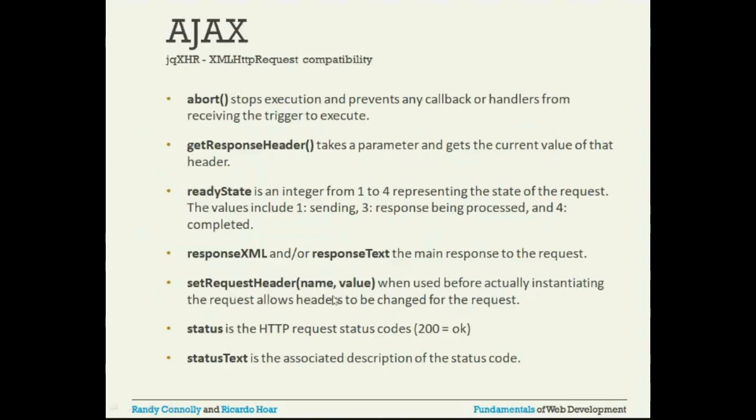setRequestHeader takes name, comma, value. So before sending the request, if you want to change the header, you can use setRequestHeader and change the request header. status is the HTTP request status code. So whatever is the HTTP request status, that will be stored in the status attribute, for example 200, which is nothing but the OK status. Then statusText is the description associated with this particular status code.